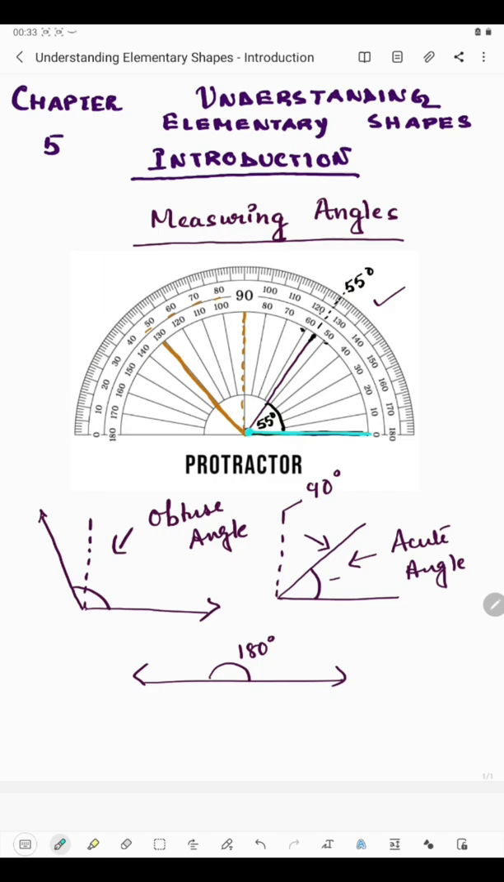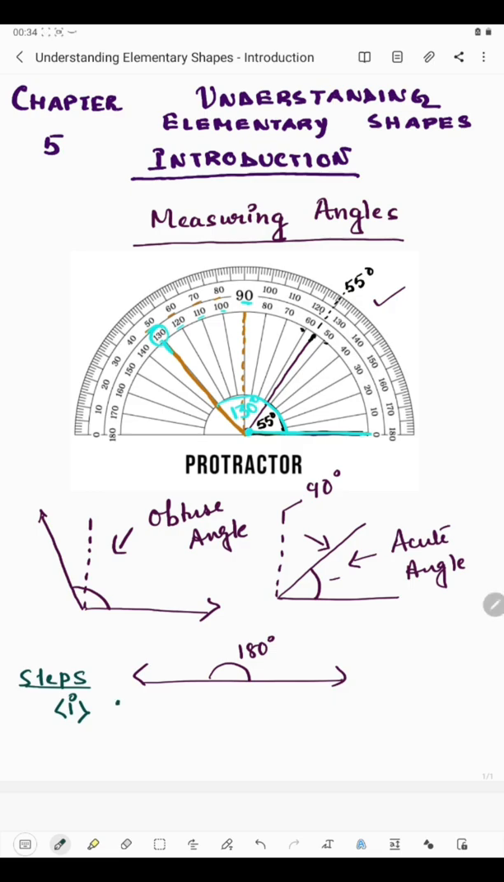Now see, you start measuring. So here is 90 degrees, after this 100, 110, 120, and here is the line, so it's 130 degrees. So this angle is 130 degrees. Okay, so this way we will measure the angle using a protector. So always remember, while measuring with the help of a protector, you have to follow these steps.